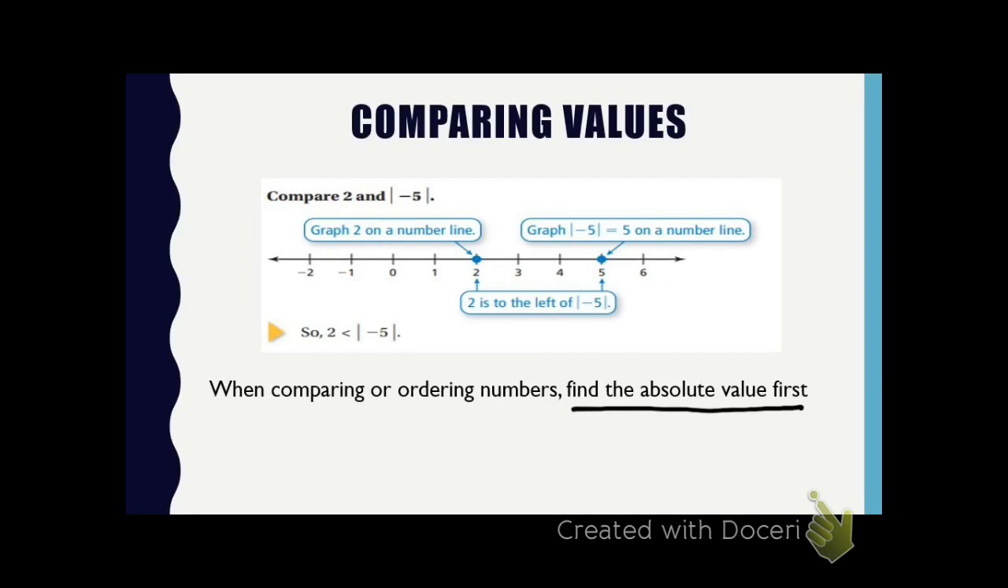So if I'm comparing 2, I'm going to mark 2 on my number line. And if I'm comparing the absolute value of -5, well, the absolute value of that is 5. I'm going to put a dot on 5. Which number is further to the left? 2 is. So 2 is less than the absolute value of -5.